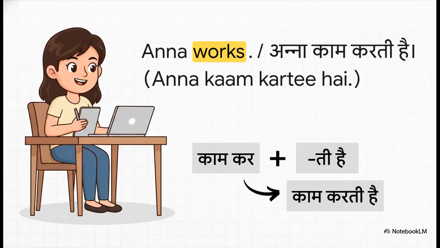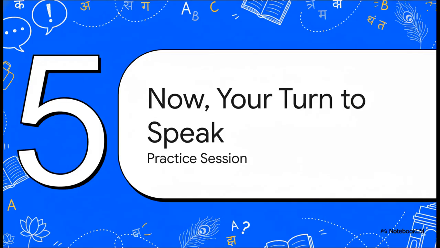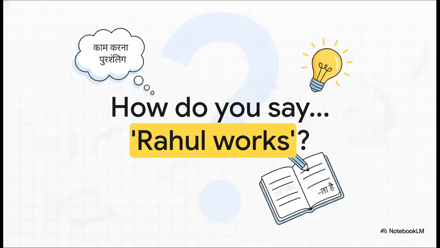And for our last example, let's take Anna and the verb to work, which is काम करना. Since Anna is our feminine subject, we're going to use the ti hai ending. Anna काम करती है. You know what? I think you're really getting the hang of this, so let's put you to the test. All right, you've seen the pattern, now it's time for you to try it yourself. I'm going to give you a phrase in English, and I want you to say the Hindi translation right out loud. Ready? Okay, first one.